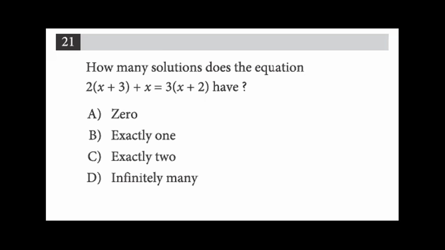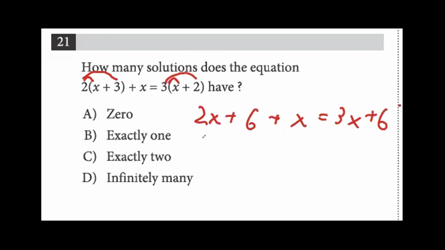Okay, so for question 21, how many solutions does the equation have? We have 2 times x plus 3, so first we just multiply that out, which gets us 2x plus 3 times 2 is 6, plus x equals, and then the same thing for this side, 3x plus 3 times 2 is 6.